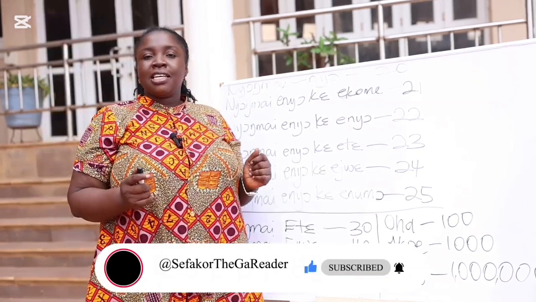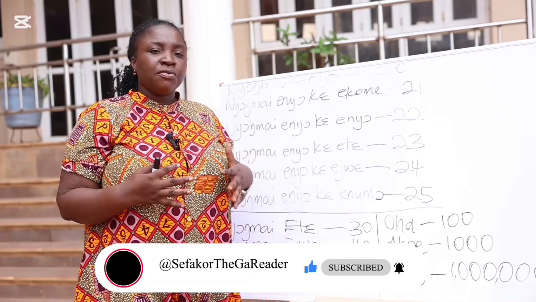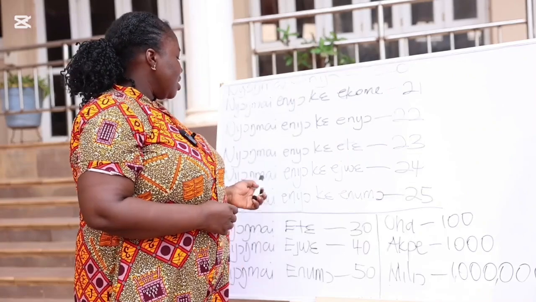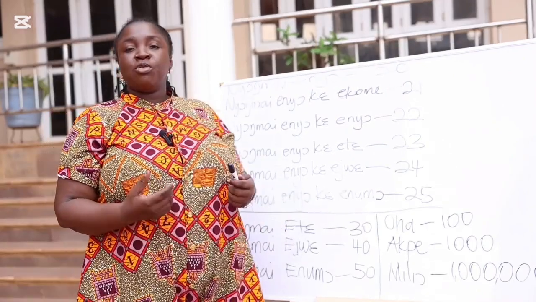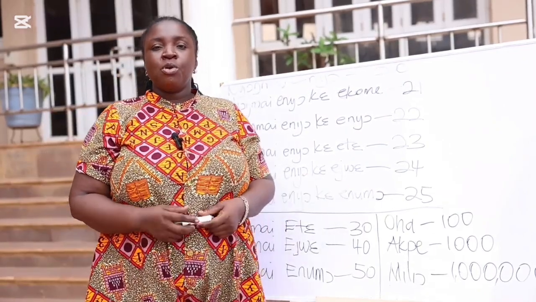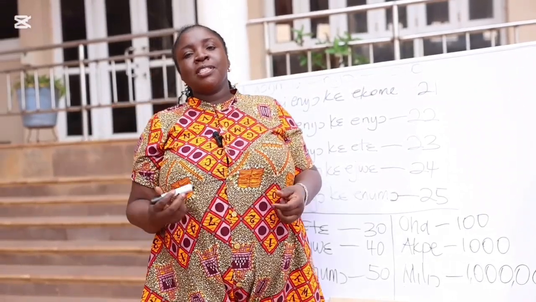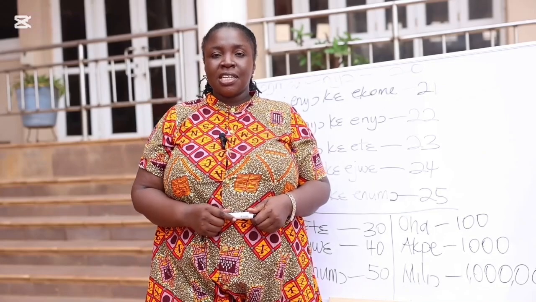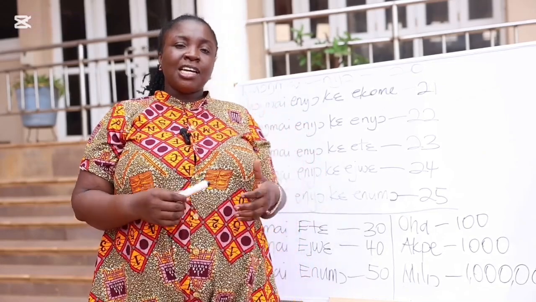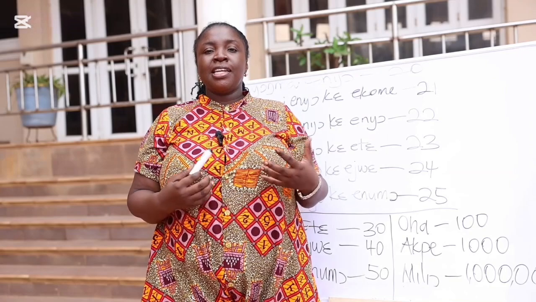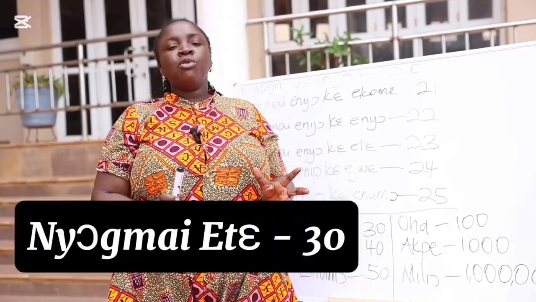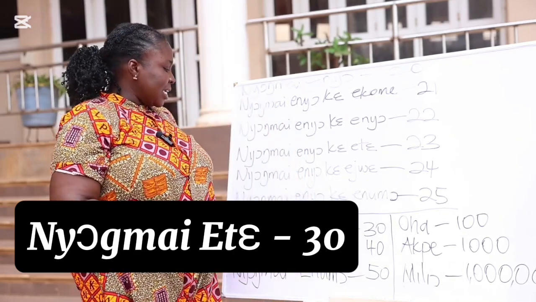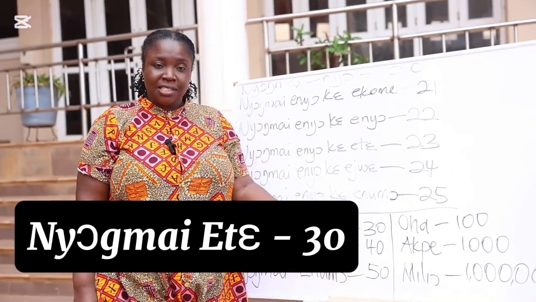So let us practice more of these numbers at home in Ghana. We ended at nyongmai enyo ke enumo, which is 25. What will be 26, 27, 28, 29 in Ghana? Put them in the comment section so that I'll check and see whether you are doing well and learning with me as we move to nyongmai ete, which is 30.